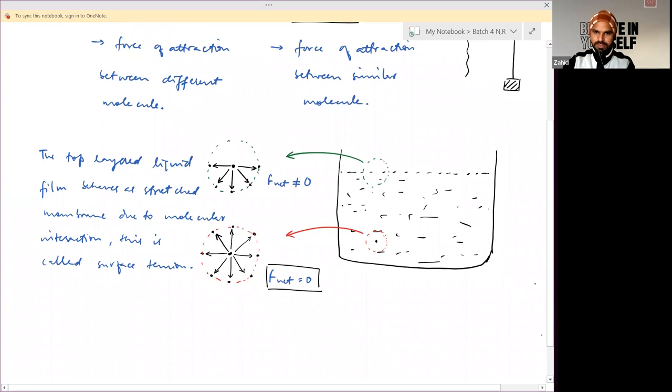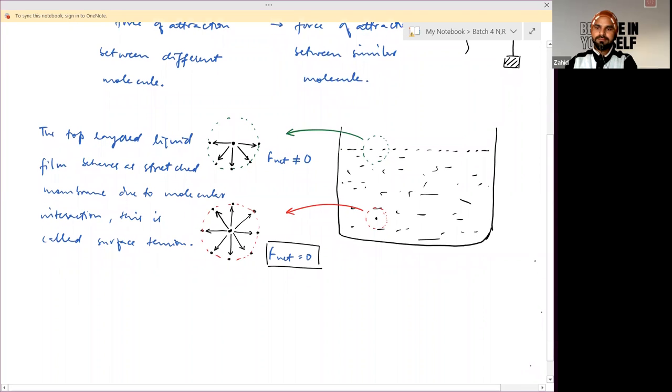Similarly, for this topmost layered particle, there will always be a downward force or sideways force since there is no particle above it. So this top layer liquid will behave as a stretched membrane due to its molecular interaction with neighboring particles. This behavior of top layered liquid is called surface tension. So do you have any doubt till this part, anyone of you? Raza? No, sir. Okay.